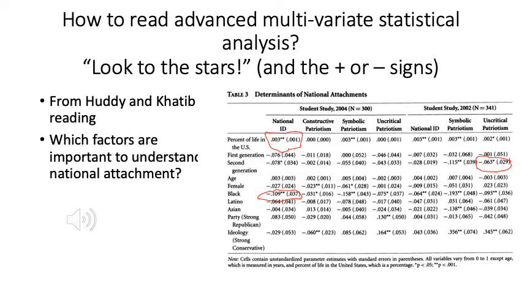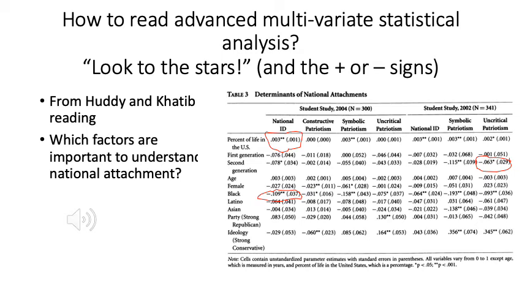We can see that percent of life spent in the U.S. has a statistically significant, even though it's weak, but it's still statistically significant relationship with national identity. What that means is that essentially the older you are, the more likely you're going to have a strong sense of national identity. That is a statistically significant relationship. Let's look at a second number.